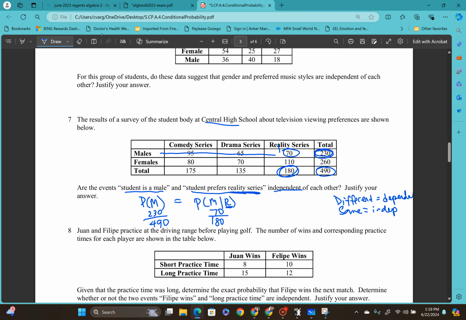So let me see if I could do that again better. Males and reality series, so that number is 70. That went on the top. And whatever's on the bottom, the reality series goes on the bottom. So the total reality series is 180. They already did the math for us. How kind. That went on the bottom. Okay. So we want to see if these are the same. If they're the same, they're going to be independent. If they are different, they're going to be dependent.